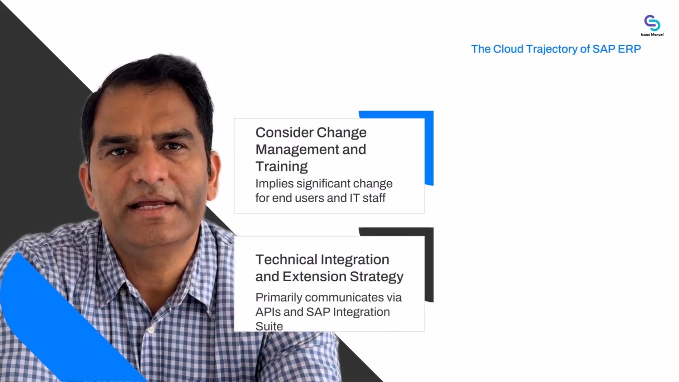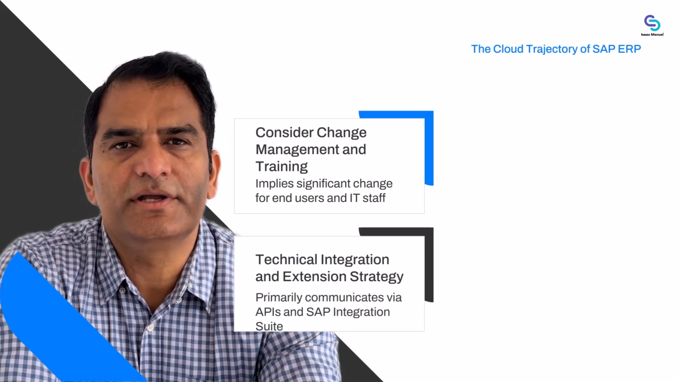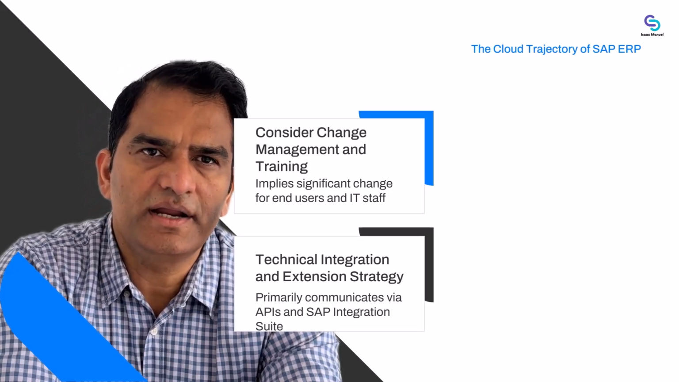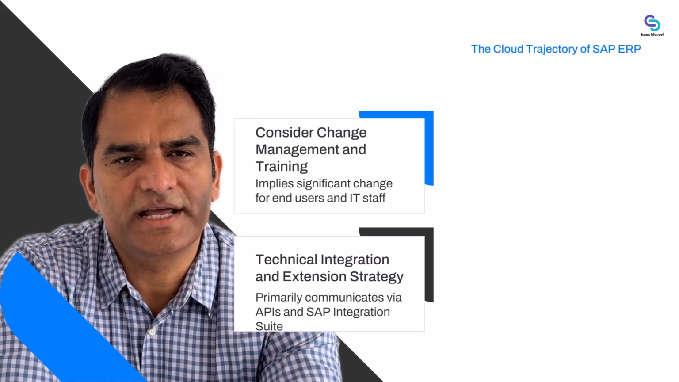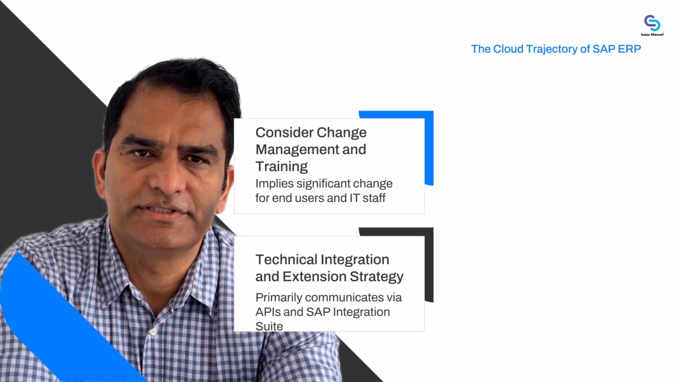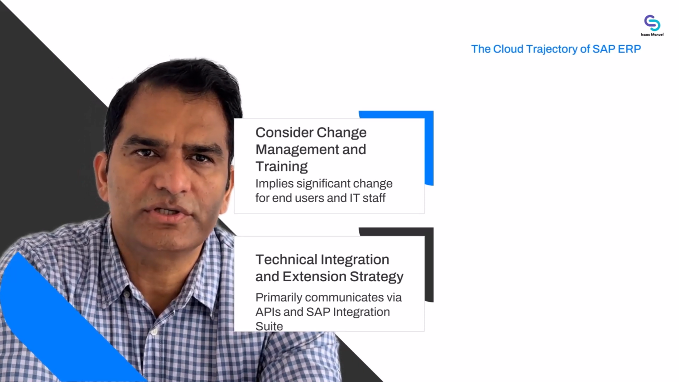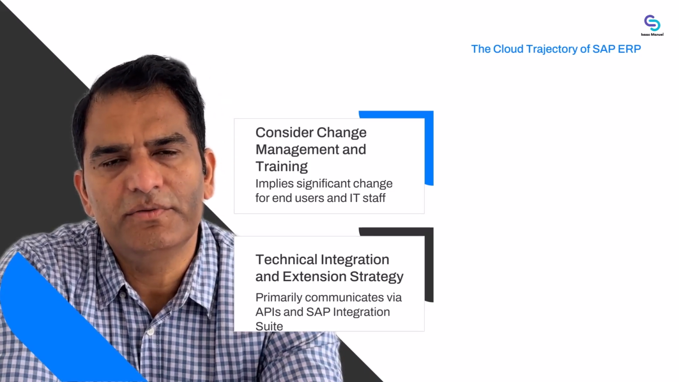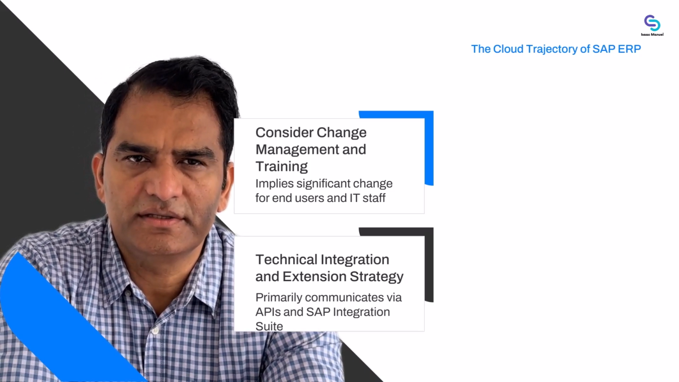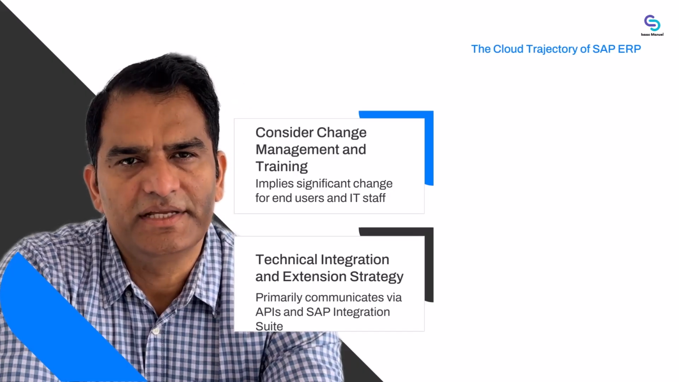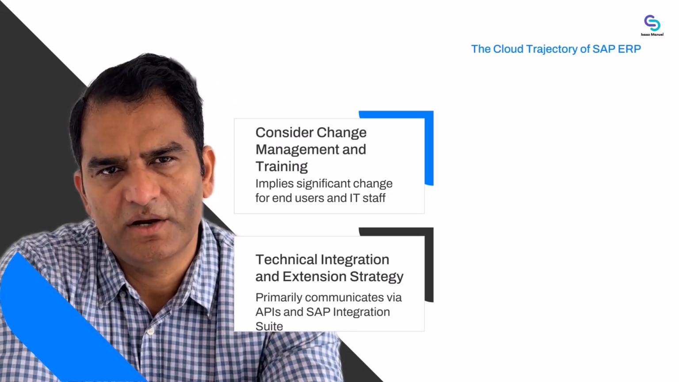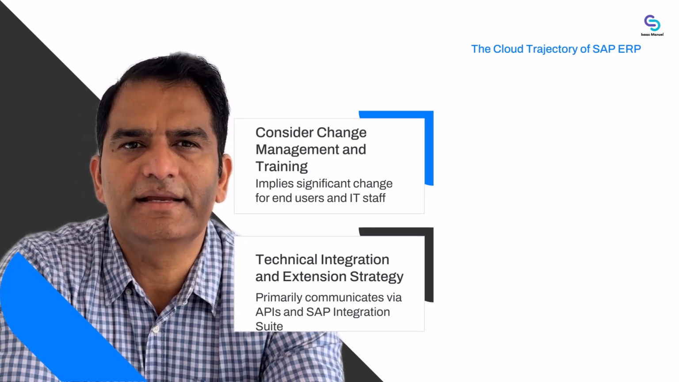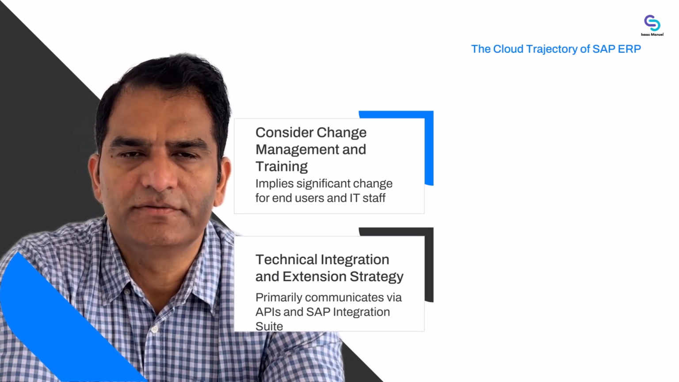Next, let's look at technical integration and extension strategy. As part of your transition plan, design how S/4HANA Cloud will fit into your application landscape. Identify all the systems that need to send or receive data from ERP, warehouses, e-commerce platforms, legacy applications, and so on. SAP S/4HANA Cloud Public Edition primarily communicates via APIs and SAP Integration Suite.